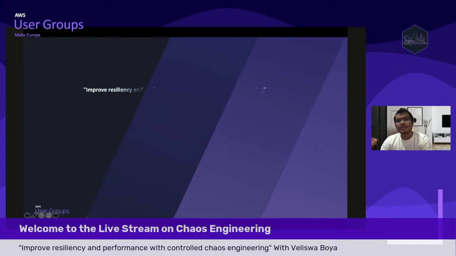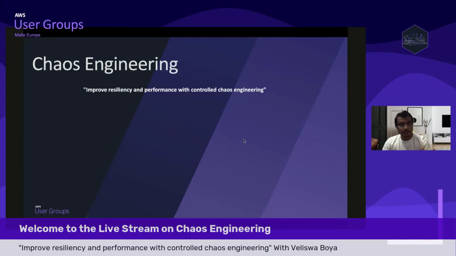Okay, so today's session is chaos engineering. The main topic of this session is improving resiliency and performance with controlled chaos engineering. So what is actually chaos engineering? This is what we are going to talk about today. Everybody is here to learn more about chaos engineering, and the main topic today is improving resiliency and performance with controlled chaos engineering.